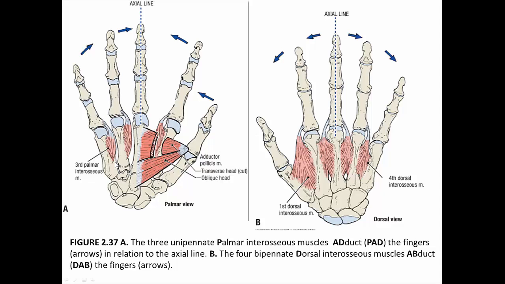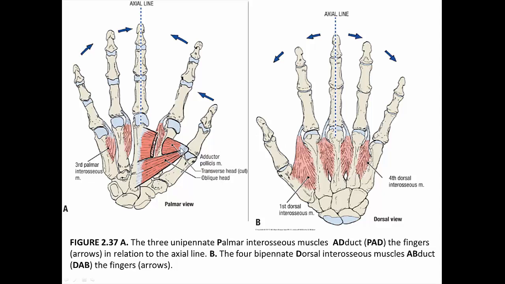Also see that we have interosseous muscles. We have the palmar ones, 3 of these. These are unipennate. And we have 4 bipennate dorsal interosseous muscles. 1, 2, 3, 4. Palmar interosseous muscles adduct the fingers. PAD: palmar, adduct, as you can see in this image on the left. The dorsal interosseous muscles, upon contraction, will abduct the fingers. For details on the proximal and distal attachments, please consult your dissector or your atlas of choice.